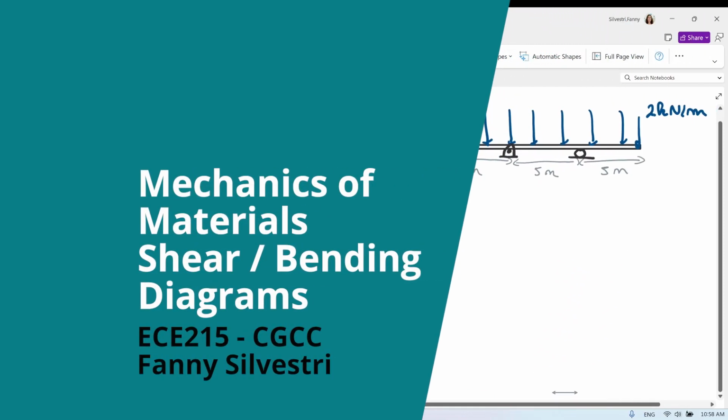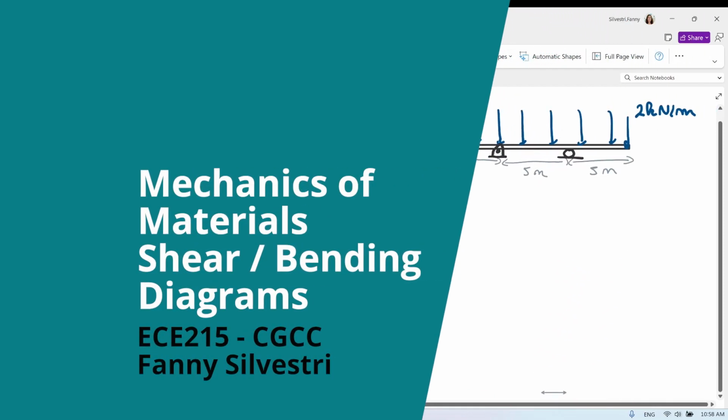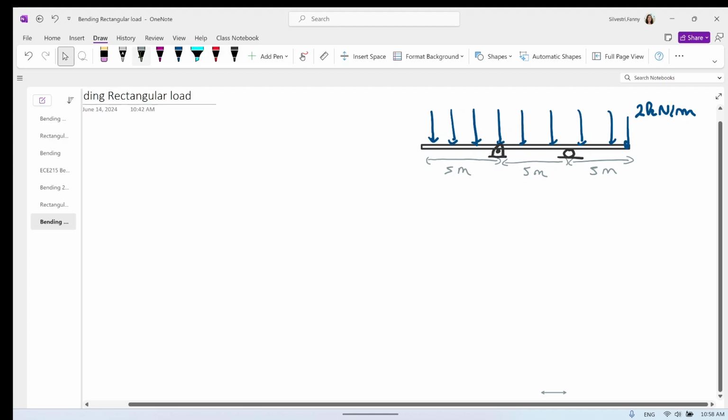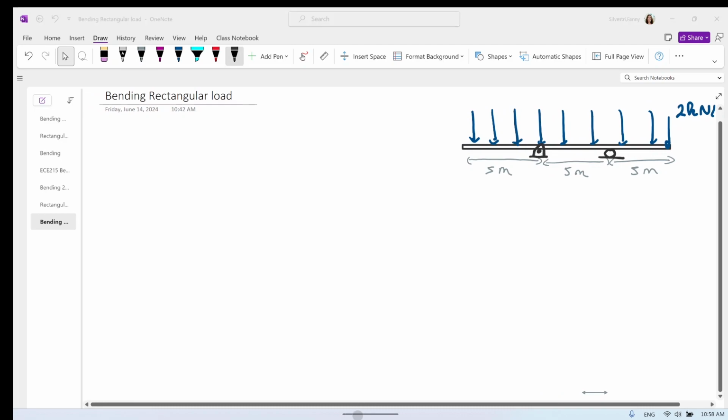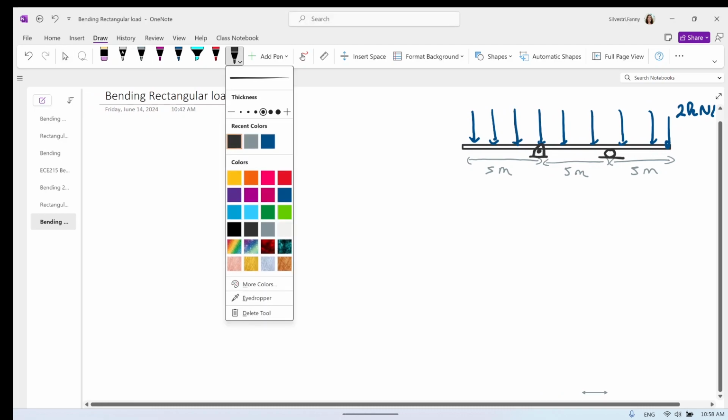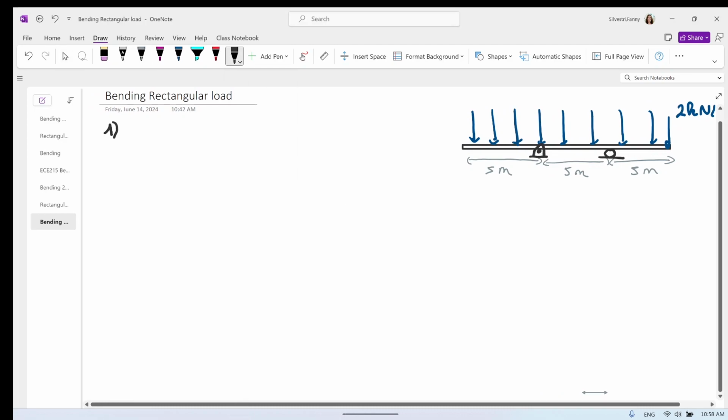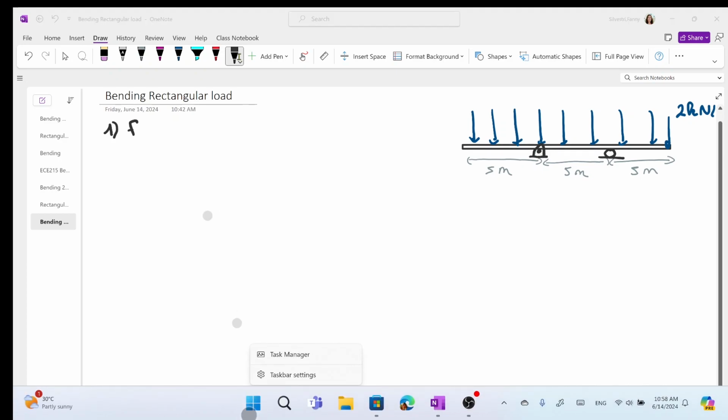Okay, so in this problem, we will study the effects on a beam of a distributed load that is just a rectangular distributed load all the way from the beginning to the end of the beam. The first steps: because it's a distributed load, we need to find the resultant force, FR.